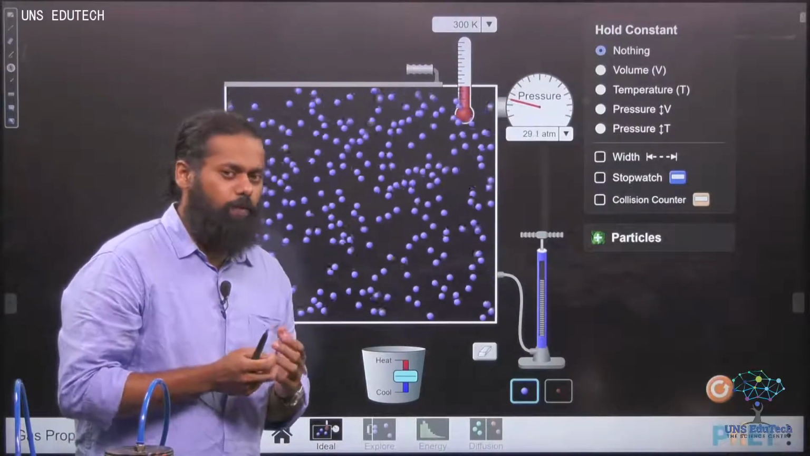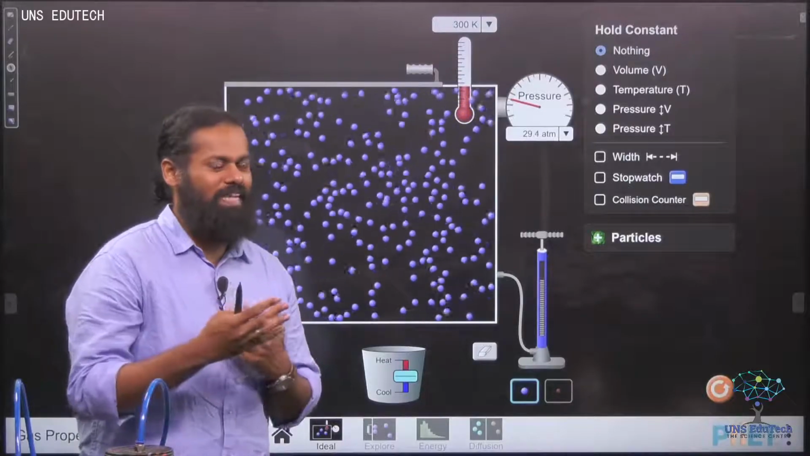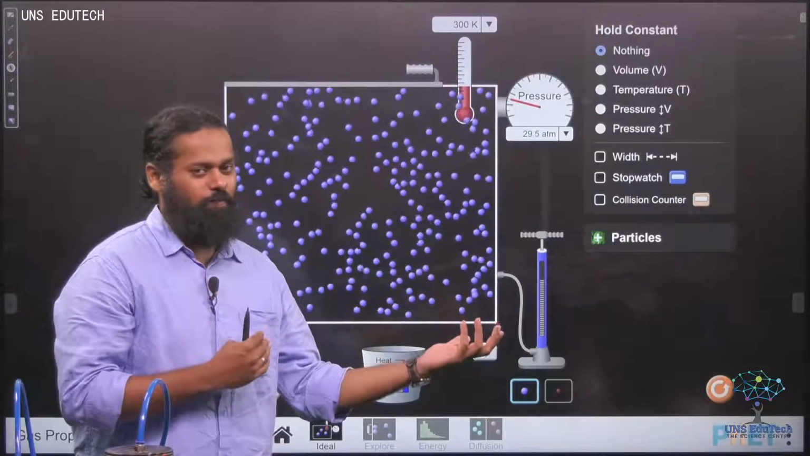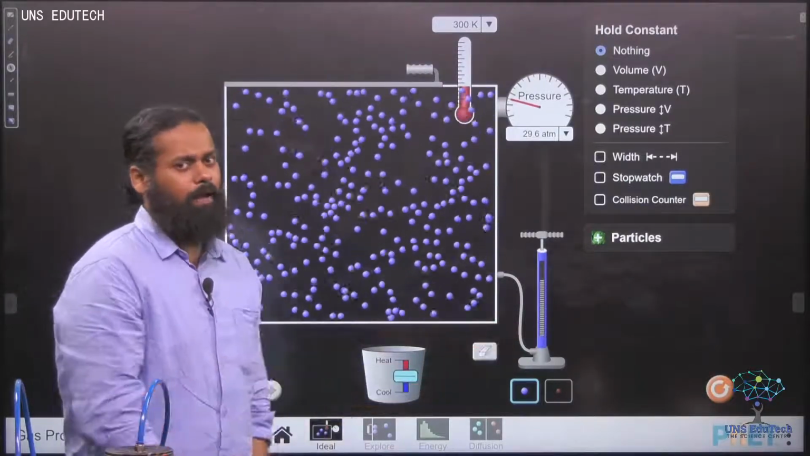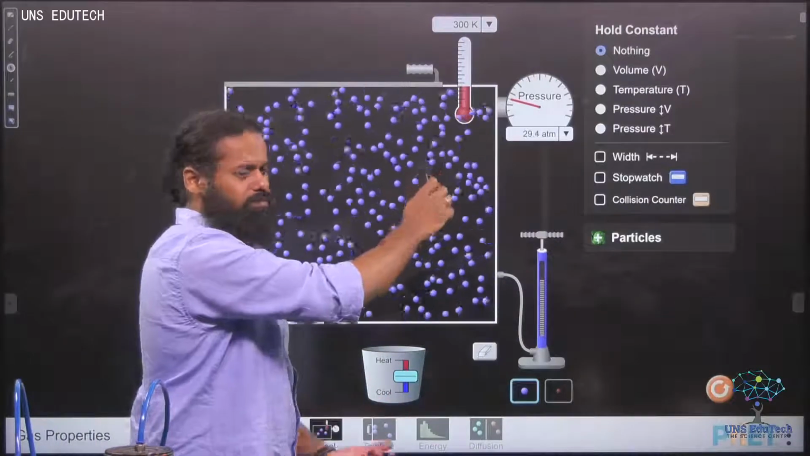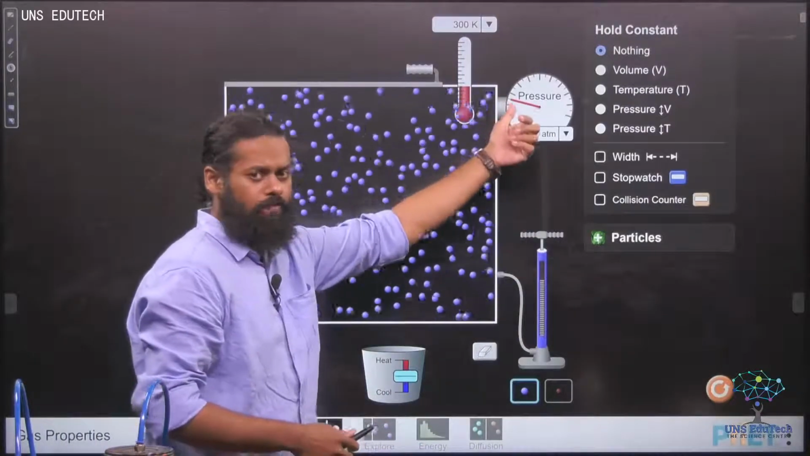Pressure is force per unit area. I am under the assumption that you have studied properties of matter. If anybody has a doubt, please ask. Okay, so here you can see the pressure. You look at the value of pressure.